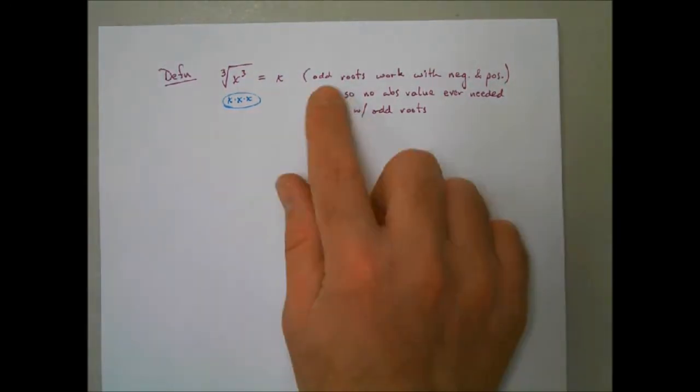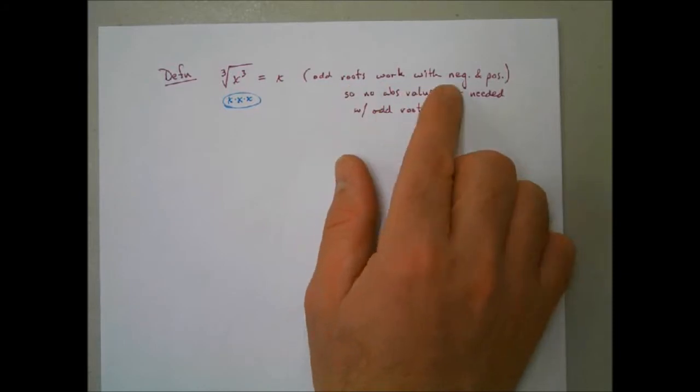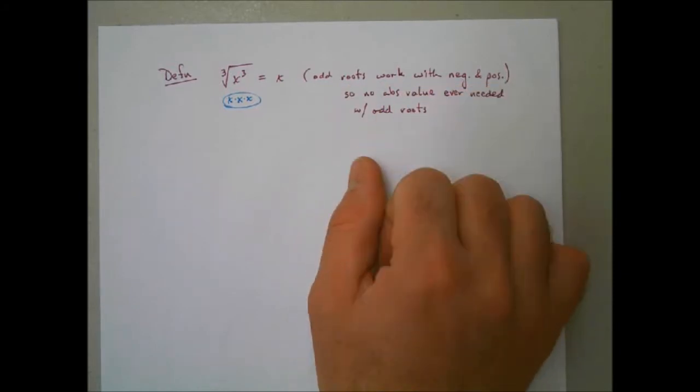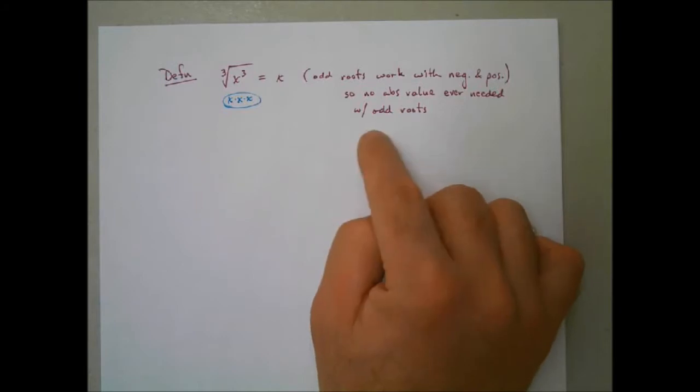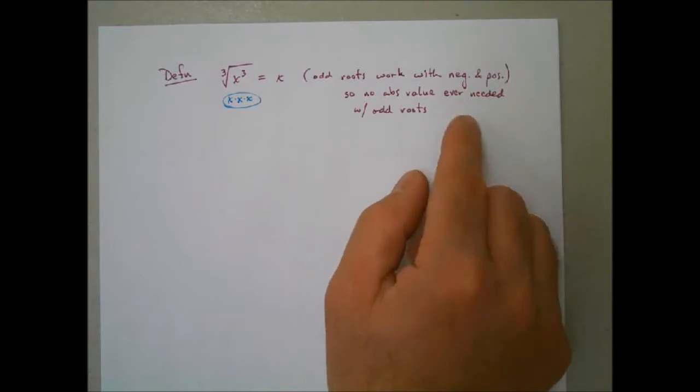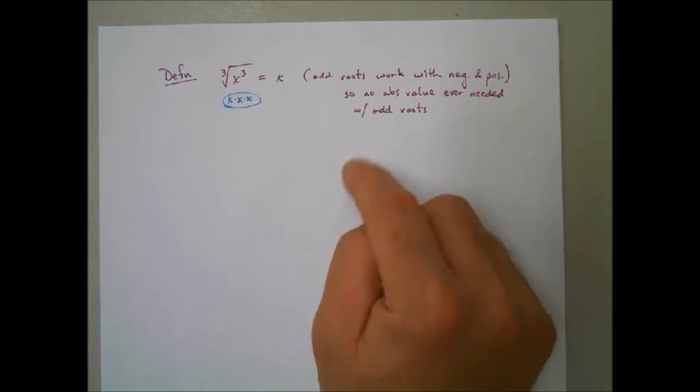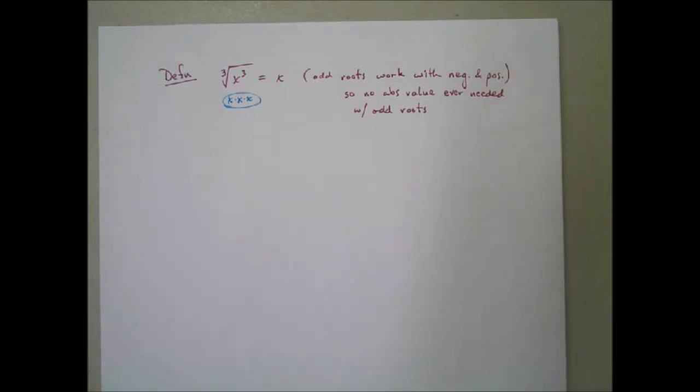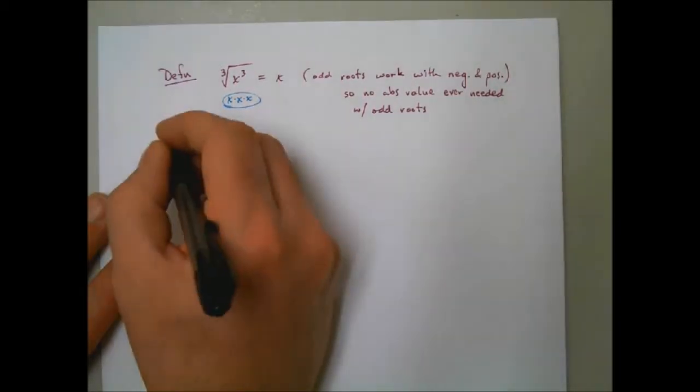Now, odd roots work with negatives and positives. And so we do not need to worry about absolute value at all with any odd roots. Even roots, those are the ones that we need to consider the absolute value. Odd roots, we never need to worry about absolute value. So continuing on here, number 7.